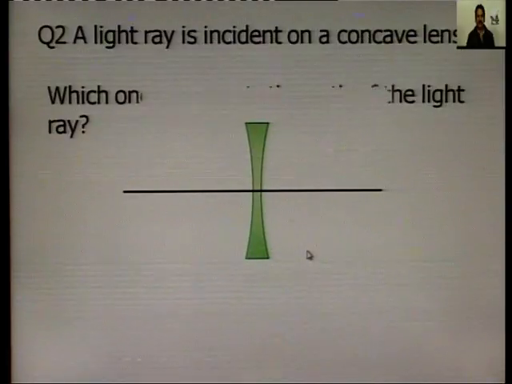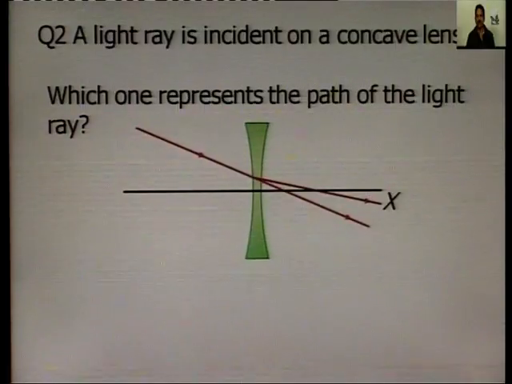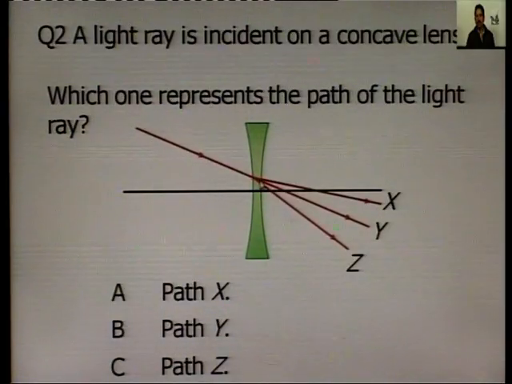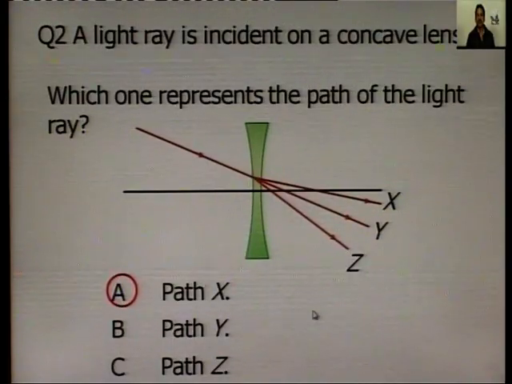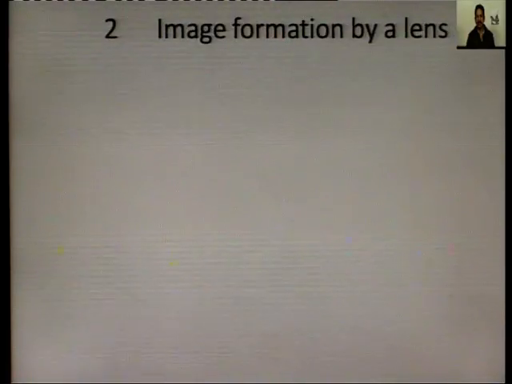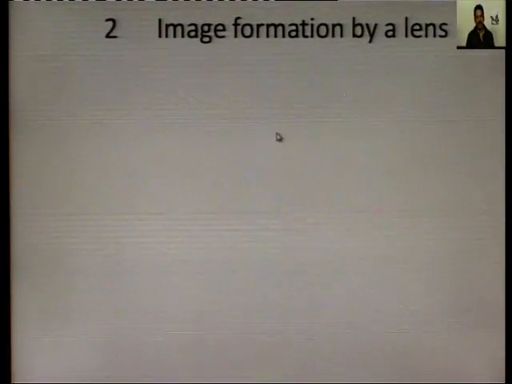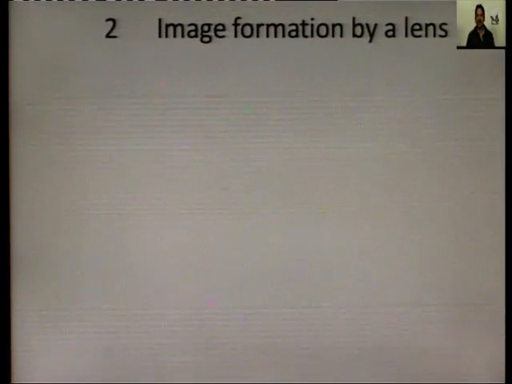Now, let us discuss the same question for concave lens. In case of concave lens, the incident ray will be deflected away from the principal axis. So, out of these three, option A, in which the path X, the ray of light bending away from the principal axis, is the correct answer. So, this exercise tells you about the path followed by a ray of light.